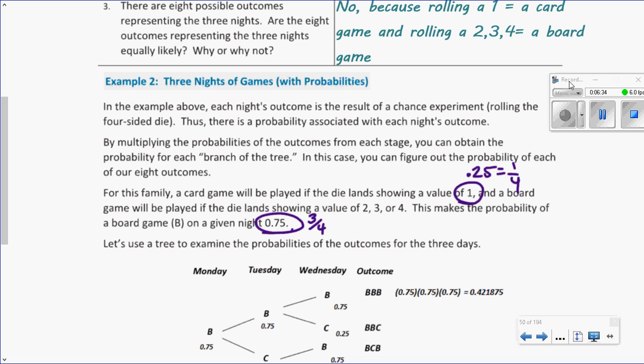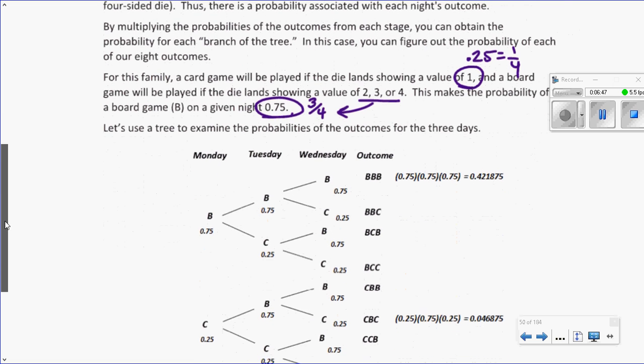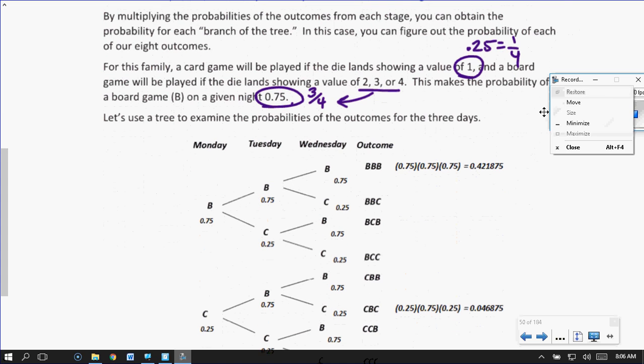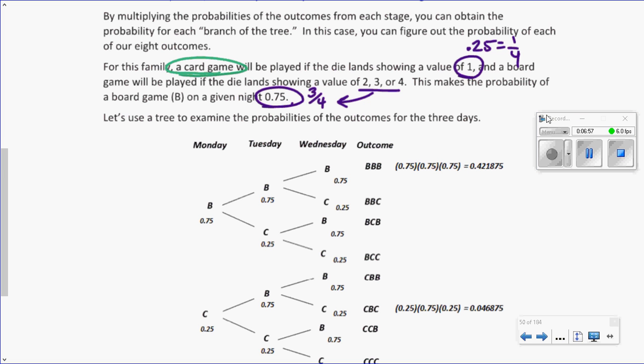3/4 equals 0.75. Okay, so that's for a 2, 3, or a 4. That's because 3 of the 4 sides have the board game outcome. And like I said, that might be hard to understand, but the example I used before was, say the mom in the family really likes to play card games, but the other 3 family members really like to play board games. Okay, so maybe the other 3 people prefer a board game.